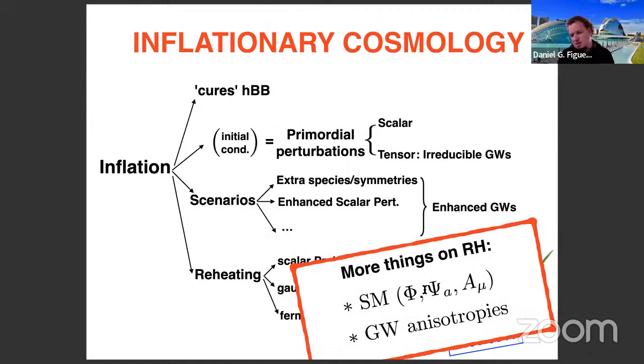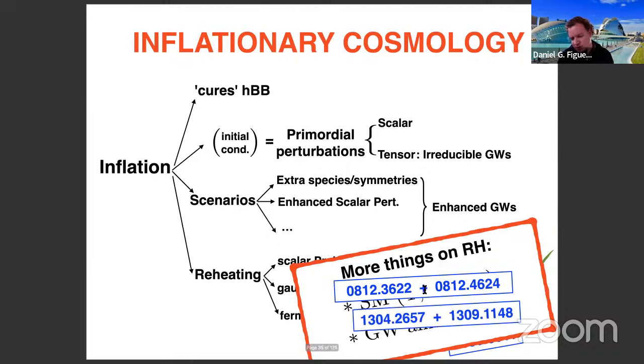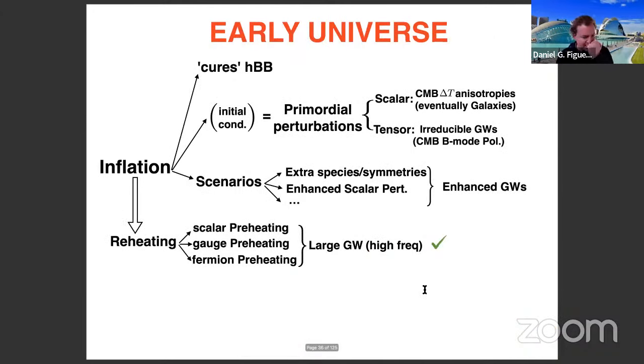Also, very interestingly, if you want to reheat into the standard model, there are other effects other than just the power spectrum, maybe anisotropies. Well, this can be worked out, but I leave you just with a couple of references of mine in case you want to have a look. All right, so we've discussed reheating through preheating scenarios.